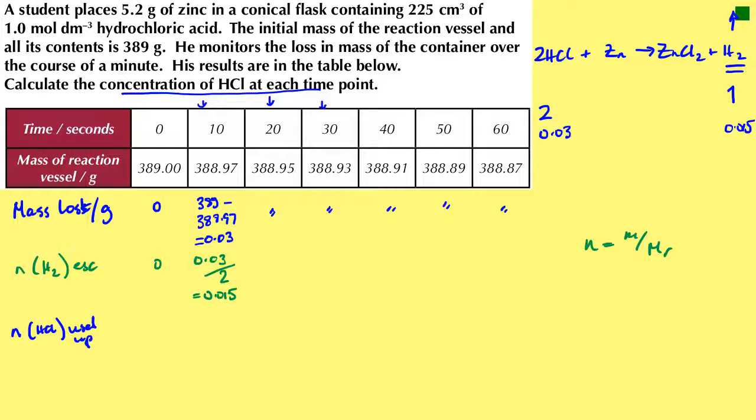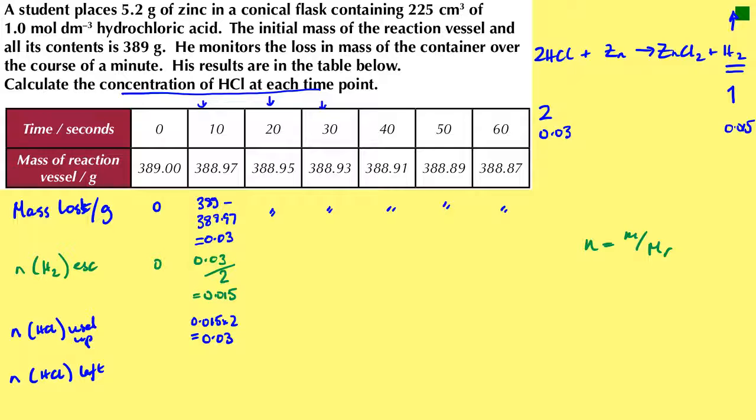So we can say here that we have 0.015 times 2 equals 0.03 moles of hydrochloric acid has been used up. But we want what is left. So here we can write moles of hydrochloric acid left.